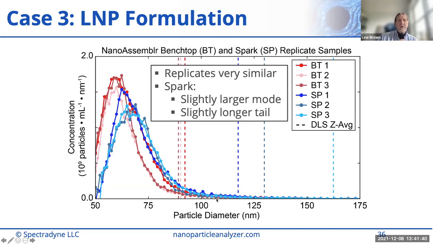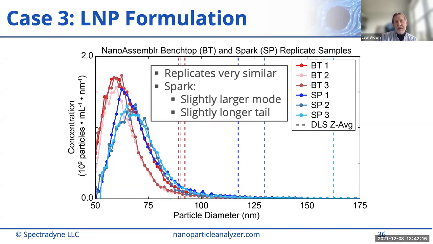The larger particles scatter much brighter than the smaller particles, and it's that sixth order dependence. Because of this longer tail on the spark samples, the Z averages are significantly higher than they are for the benchtop. Because of this longer tail, a single large particle out here, say at 125 nanometers, can skew the Z average greatly. What's happening here is this variability you're seeing is being caused by very few large particles out here at the high end of that distribution.